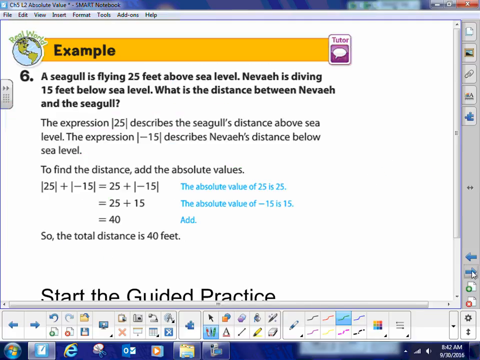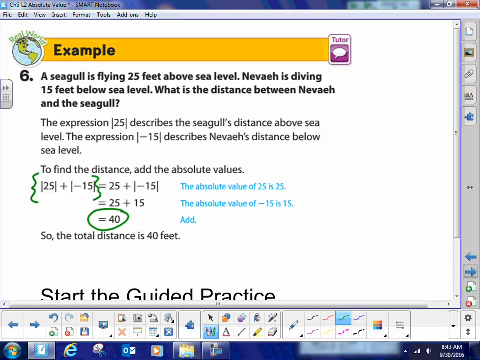Let me see. There's one more. Okay, this is actually a pretty good one. A seagull is flying 25 feet above sea level. Nevaeh is diving 15 feet below sea level. What is the distance between Nevaeh and the seagull? Okay, you would write it something like this. You evaluate the absolute value of 25, and then you evaluate the absolute value of 15, and then you make it so. Ta-da! Nothing big. Don't get confused on that.